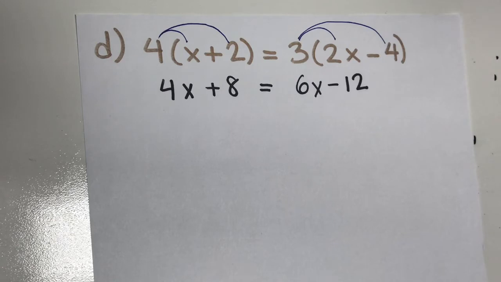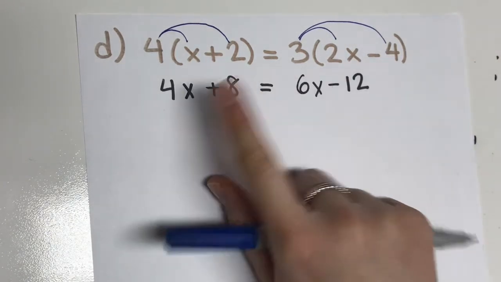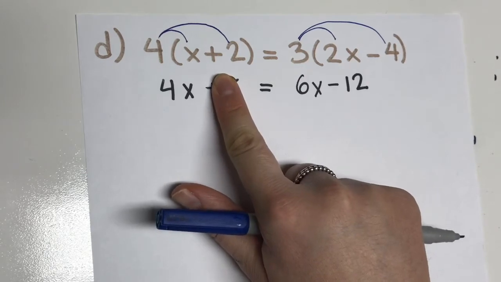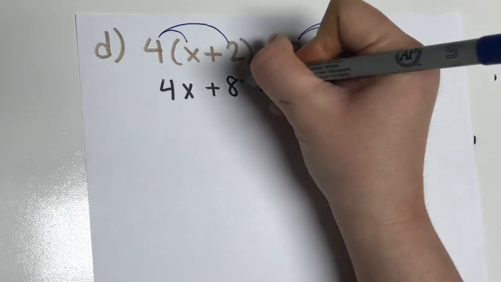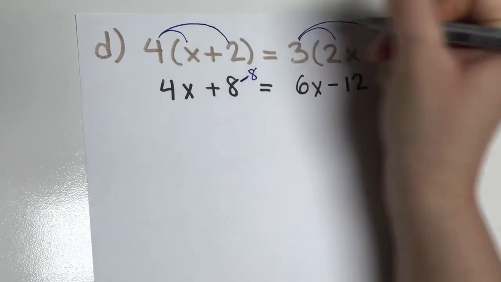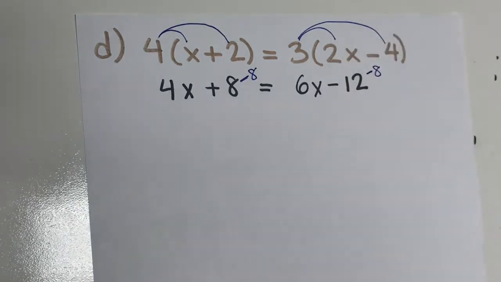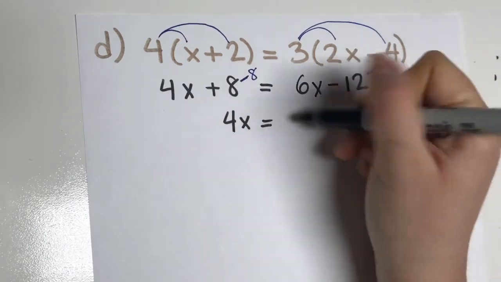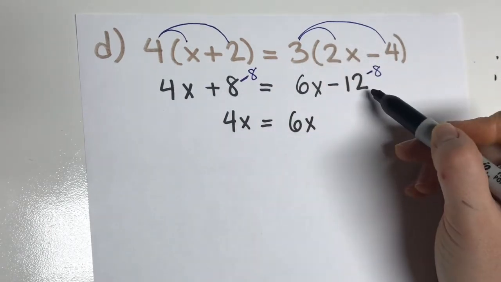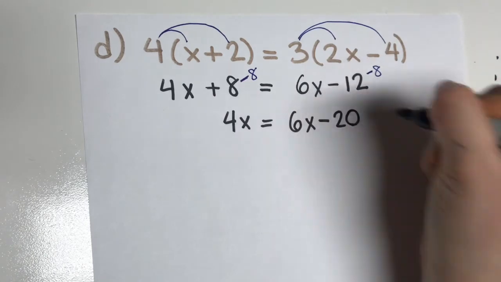So I want to isolate the variable. I want to get all the terms that have an x beside them on the left side and all the terms that don't on the right side. So I'm first going to get rid of this 8 over here. I want it to disappear from this side because I just want the variable on this side. So instead of adding 8, I'm going to subtract 8 from both sides. 8 minus 8 is 0, so I'm left with 4x is equal to 6x. Negative 12 minus 8 is negative 20.